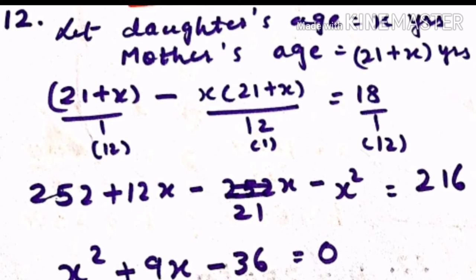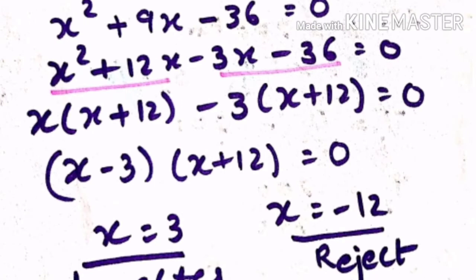And by simplification you can take all the terms on the right hand side. So x square plus 9x minus 36 is equal to 0, which is our standard form of quadratic equation. Now taking factors of 36 to get our plus 9, 12 threes are. So x square plus 12x minus 3x minus 36 is equal to 0. From first two terms take x common in the bracket, x plus 12, minus 3 x plus 12 is equal to 0. So I get x minus 3, x plus 12 is equal to 0. x minus 3 is equal to 0 means x is equal to 3, and x is equal to minus 12.